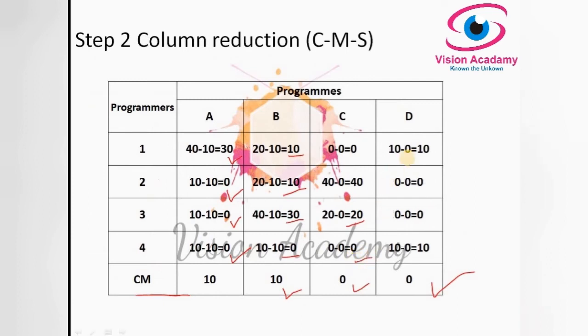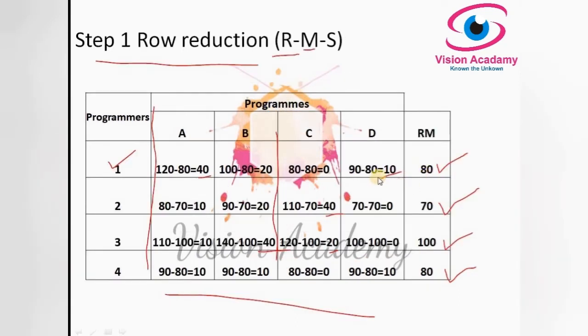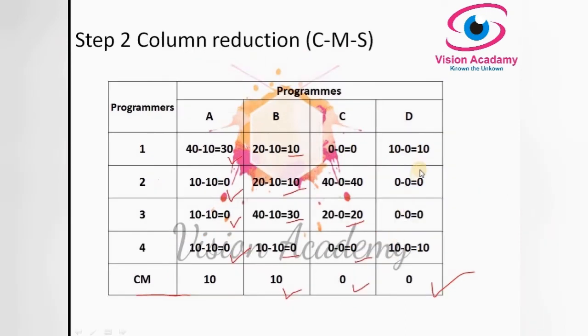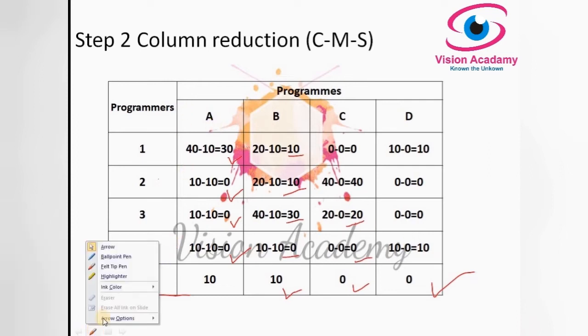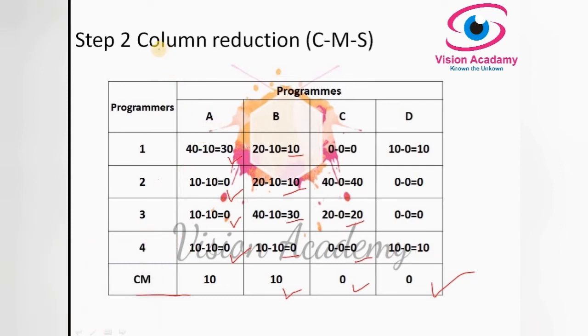Now come to the fourth column. In the fourth column, look at here, the result from the row reduction is 10, 0, 0, 10. The column minimum is 0, and 10 minus 0 is 10, 0 minus 0 is 0, 0 minus 0 is 0, and 10 minus 0 is 10. In this way we obtained the column reduction. So this is how we obtain column reduction for step 2.